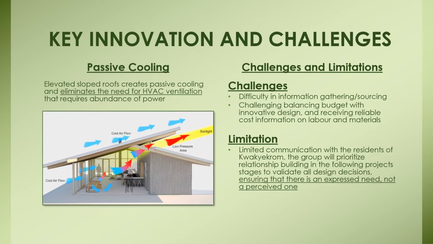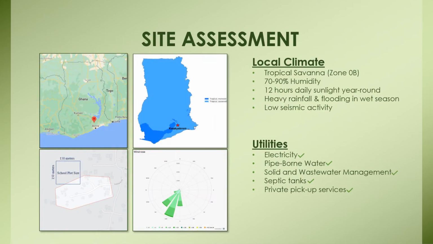In terms of challenges, our group faced challenges in gathering information, as texting through WhatsApp is the only method of communication to reach people in the community, so ensuring that each design decision was communally relevant was not possible and thus posed a limitation. Balancing budget with innovative design and receiving reliable cost information on labor and materials was also very difficult. In this chapter, the site was to be chosen and information on it gathered.